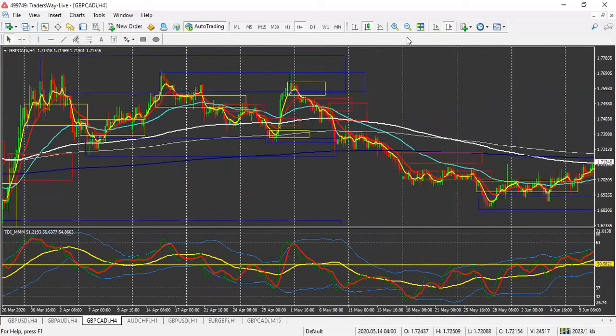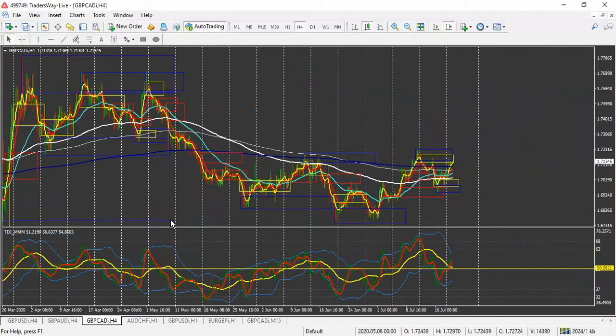So we used to zoom out. Take this. Drag it all the way over. Zoom out some more.